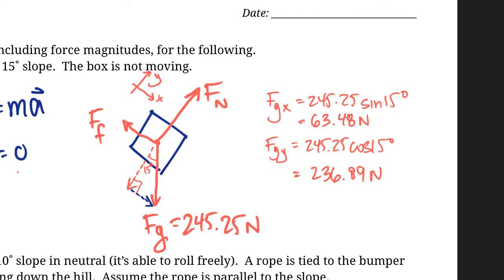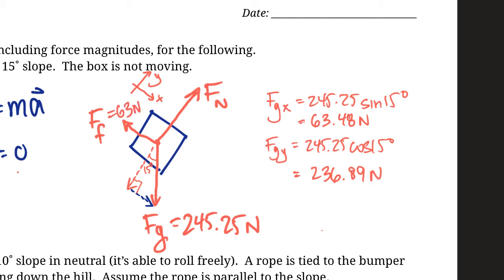So now if we want to find the force of friction and the normal force, we have to remember the sum of the forces have to equal 0 in the x direction and in the y direction. The only two forces in the x direction are this component and the force of friction. So the x component and the force of friction have to cancel each other out. That means they have to be the same, right? So FGX and FF are the same. That means the force of friction is just going to be this value. I'm going to round it to two significant figures, so 63 newtons.